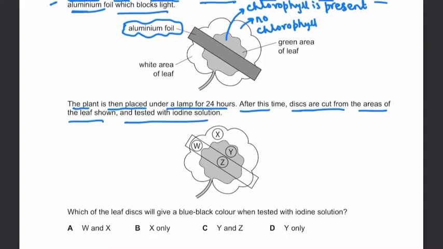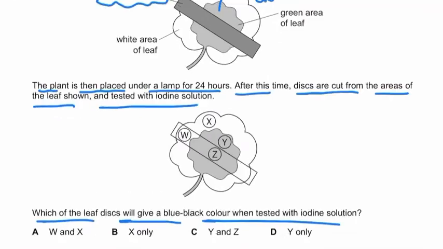Whereas in the areas where photosynthesis does not occur, glucose will not be produced, glucose will not be converted to starch, and the starch will be absent. So those areas where photosynthesis does not occur will stain yellow-brown with iodine. So which of the leaf discs will give a blue-black color when tested with iodine solution? What do you think, guys?